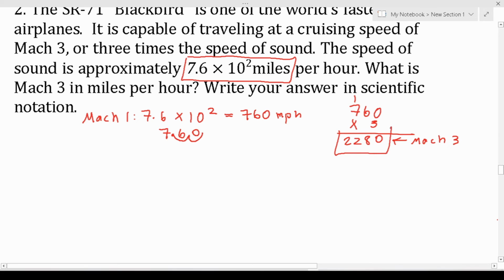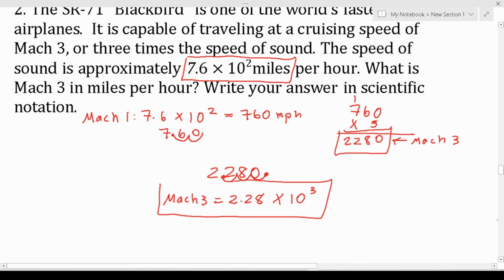Again, the problem wants us to write this in terms of scientific notation. So again, we have Mach 3 is 2,280 miles per hour. To write a number in scientific notation, we first find its decimal. Its decimal's right here. We shift it however many times we need to make this number a decimal that's between 1 and 10, so that's going to be 1, 2, 3 times. So we can see that is 2.28 as a decimal. Multiply it by 10, and this exponent corresponds to how many times you had to shift its decimal. 1, 2, 3 in this case. So Mach 3, which is the cruising speed of this SR-71 Blackbird, is approximately 2.28 times 10 to the third miles per hour. Okay?